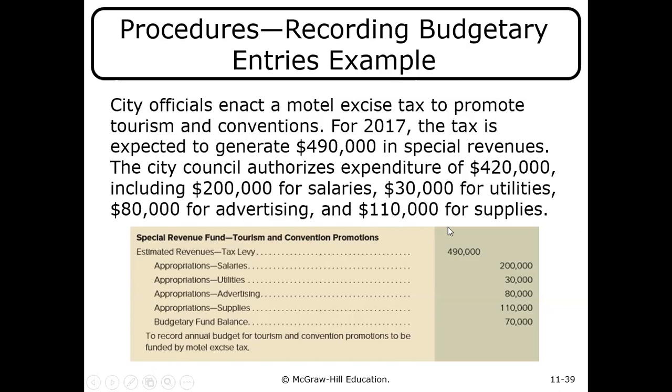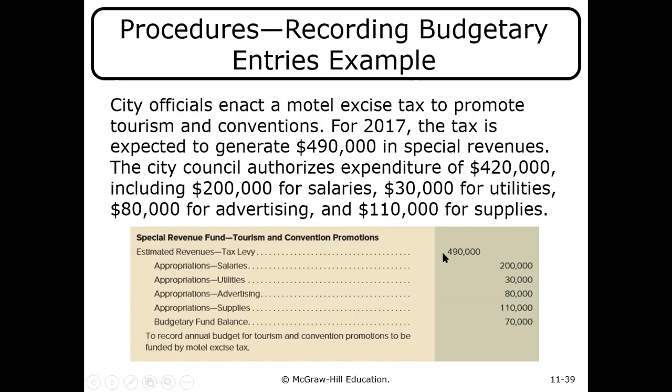How do we record this? Normally in financial accounting, we don't record budgets, but we do here. We will debit in our special revenue fund, tourism and convention promotions, because this is being collected for a special purpose. Estimated revenues, tax levy will be debited. And then we will credit each of these appropriations. So the costs. This will cause an increase to our budgetary fund balance.